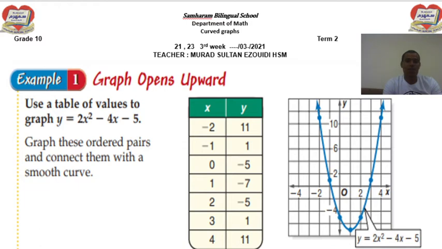Then when x equal negative 1, it will be negative 1 squared, and minus 4 multiplied by negative 1, it will be 1 plus 4 minus 5 gives 0. And when x equal 0, this means the y-intercept, so y equal immediately, automatically negative 5. When x equal 1, just substitute x equal 1: 1 squared is 1, minus 4 by 1 is minus 4, 1 minus 4 is minus 3, minus 5 gives minus 8.